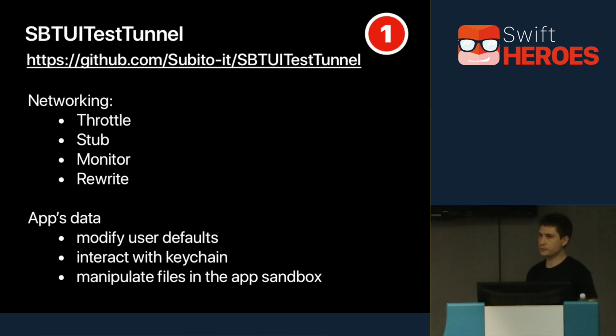You can very easily play around with network requests by selectively throttling, stubbing, monitoring, or even rewriting the requests made by your application. So simulating, for example, a network error is really a one-liner in your test case code. It's just as easy to modify user defaults, update keychain values, or even upload or download files to your app's file system. And this can be, for example, useful to inject a database with known values at the app's startup.